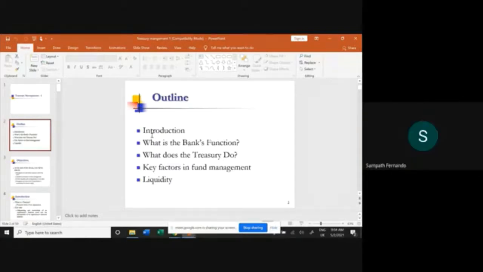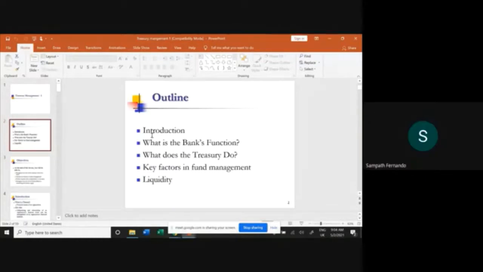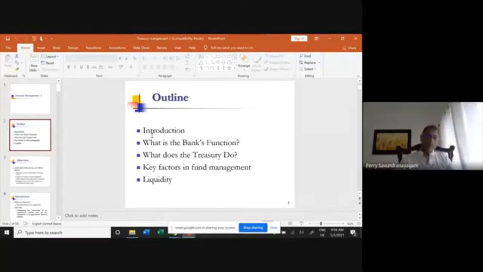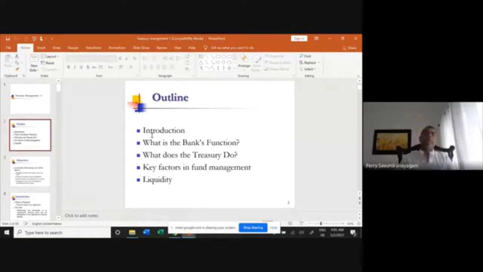Tenor, sir? Sorry? Tenor, the period we are going to lend? I can't hear you, sorry, please, if you don't mind. The tenor, or the period? Very good, very good. What else? What else? So, ability to repay. Ability to repay. So when you say ability to repay, what do you mean?